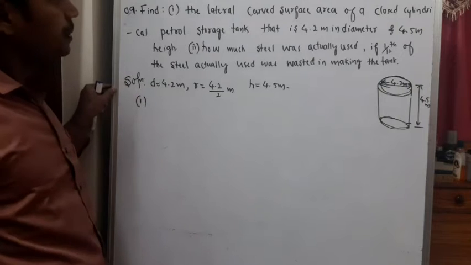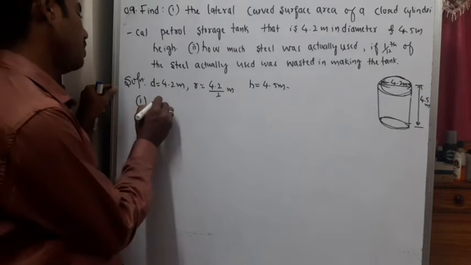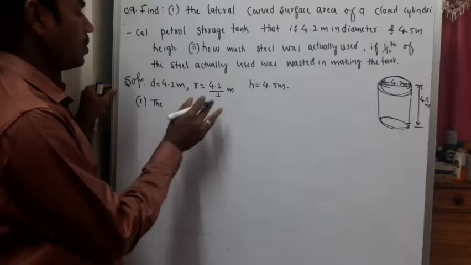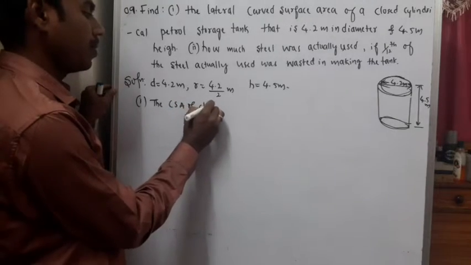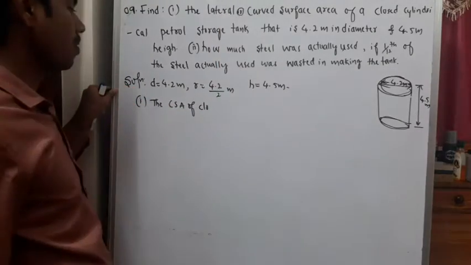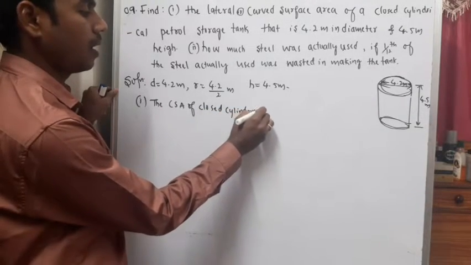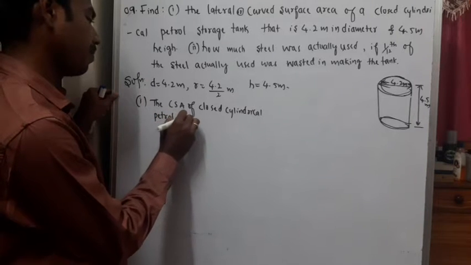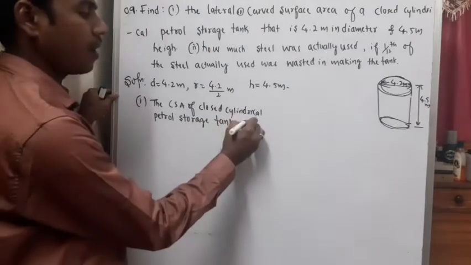What is the first part of the question? We need to find the lateral curved surface area of a closed cylindrical tank. The CSA of a closed cylindrical petrol storage tank. We use that word, lateral or curved. The CSA is equal to, what is the formula?